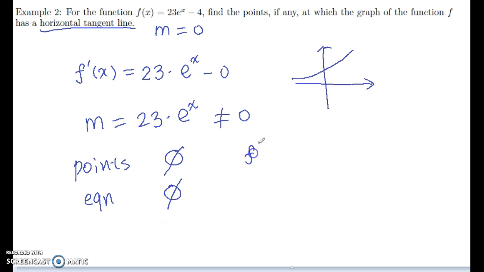Now, when is f prime of x greater than 0? Well, take a look at the graph of f prime of x. It's always positive. So it's just the domain of the exponential function, negative infinity to infinity. When is f prime of x less than 0? Never. Okay?